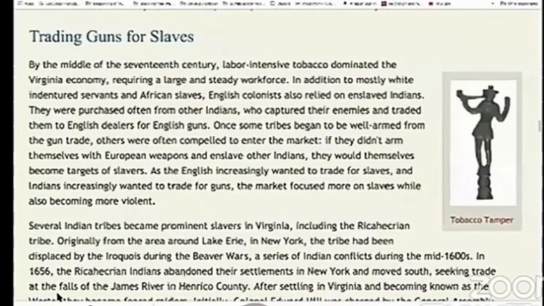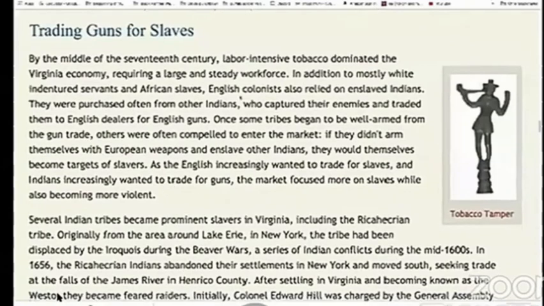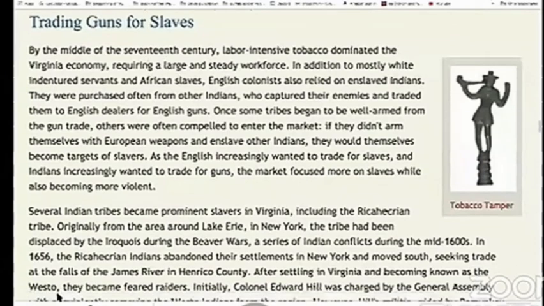All right, we're still on the Encyclopedia Virginia.org website, and it says here, trading guns for slaves. By the middle of the 17th century, labor-intense tobacco dominated the Virginia economy, requiring a large and steady workforce. In addition to mostly white indentured servants and African slaves, English colonists also relied on enslaved Indians. They were purchased often from other Indians who captured their enemies and traded them to English dealers for English guns.